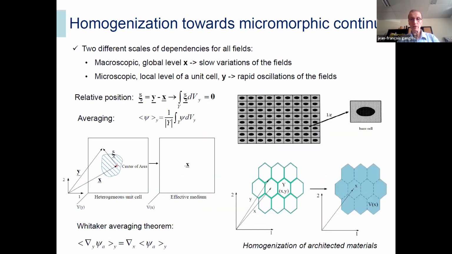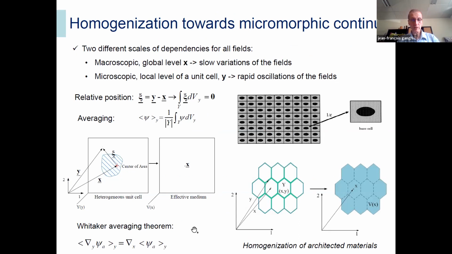So some pictures. This is a classical picture about homogenization of periodic media. Epsilon is a small scale parameter. If I make a zoom on this unit cell, we can define the center of area, point X, such that the volume average of the relative microposition will be 0.